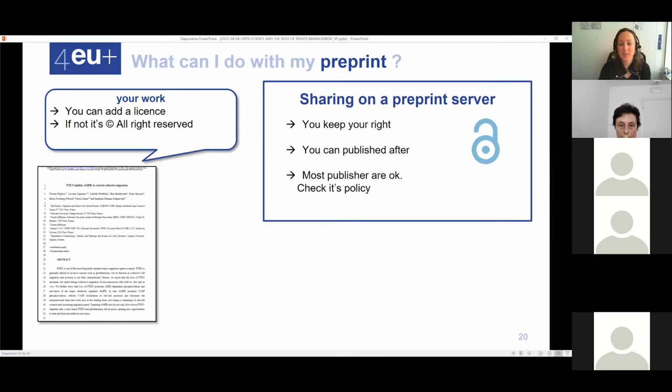So there is a useful website that can help you with that. It's Sherpa Romeo. Maybe you already know Sherpa Romeo. I will show you how it works and how it can help you understand what you can and can't do with your manuscript when you publish in a scientific journal, an academic journal.